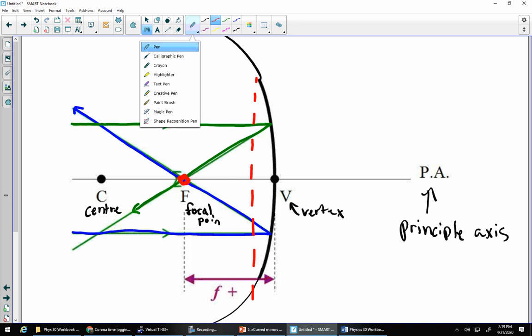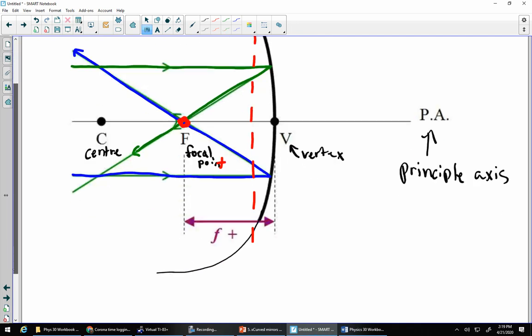Cool. Am I missing anything here? So we got the principal axis, the line that goes straight through the center and extends out into space. We got the vertex, that's the point which is in the dead center of the mirror. The focal point, that's where parallel rays, and when we were talking about the parallel rays, we were talking about parallel to the principal axis, that's where they go to, that's where they meet up. And then we've got the center, pretending it's the center of a gigantic sphere. Cool, I think we've got everything there. Oh, the focal length at the bottom here.